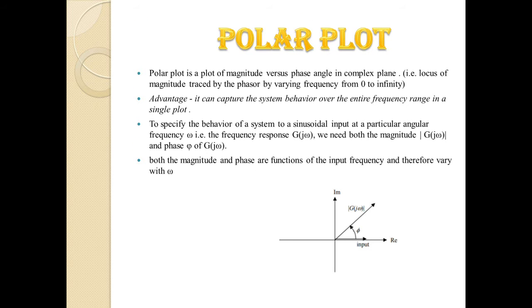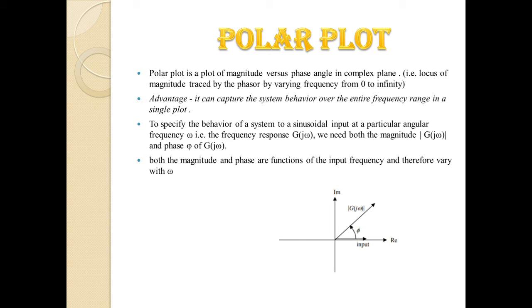Now the polar plot comes, and the polar plot is a plot of magnitude versus the phase angle in the complex plane. That is the locus of the magnitude traced by the phasor by varying the frequency omega from 0 to infinity. The main advantage of the polar plot is that it can give the behavior of the system over the entire frequency range in a single plot.